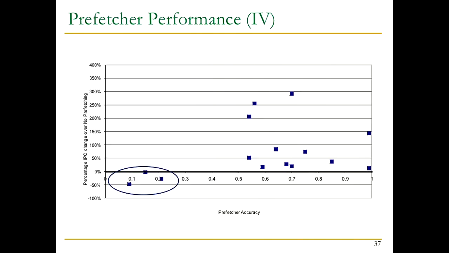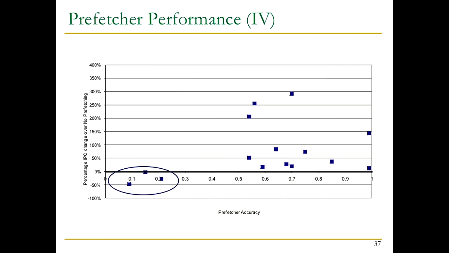Or they may not be timely at all, right? And there are some applications over here that gain 300% performance improvement, which is really high. But that actually happens with prefetching because memory latencies are very high. But its accuracy, if you look at this, is middle of the road, right? 50% accurate. So accuracy is not the only metric.